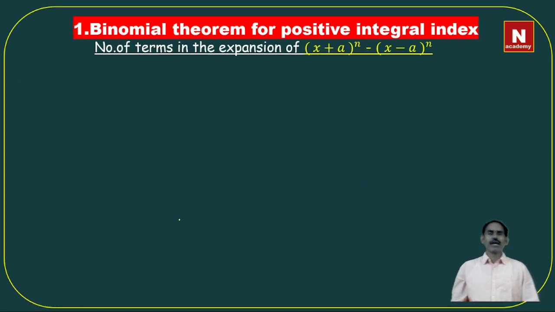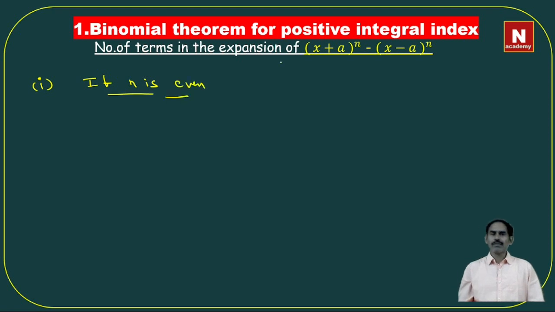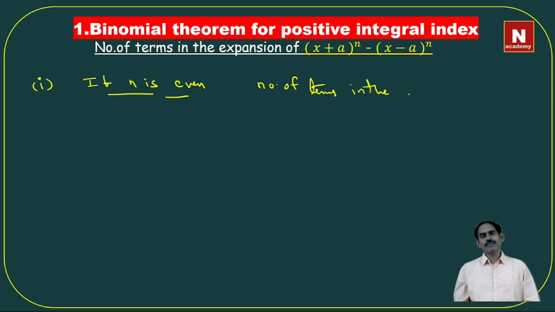Similarly, the same discussion is applicable for this also: (x + a)^n − (x − a)^n. Here also two cases will arise. Number one, if n is even, the number of terms in the expansion equals n/2.